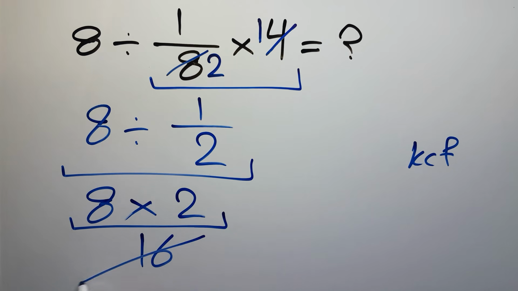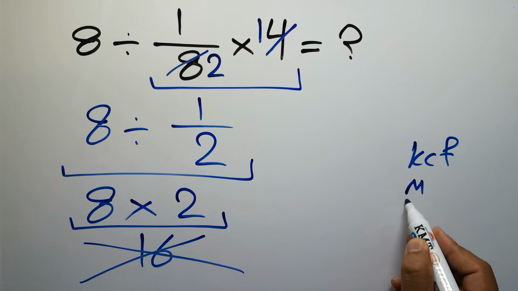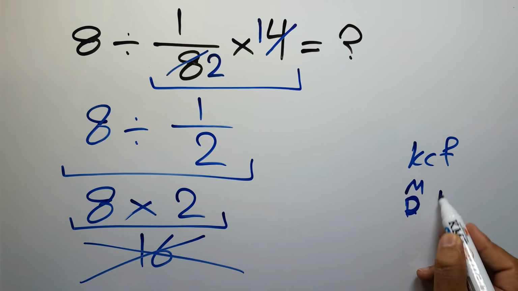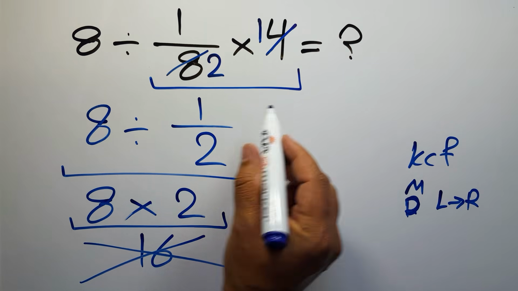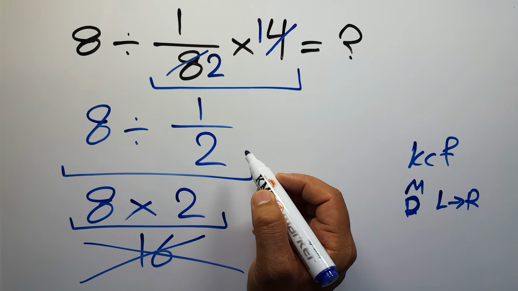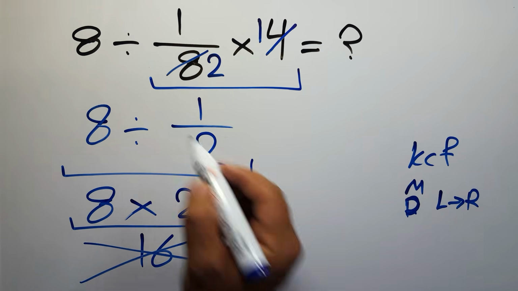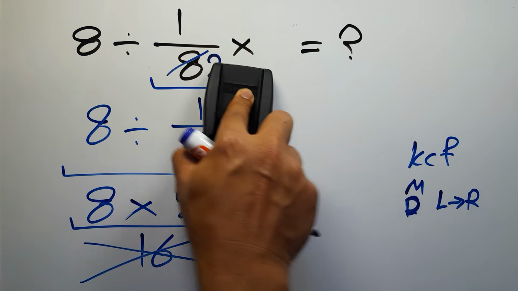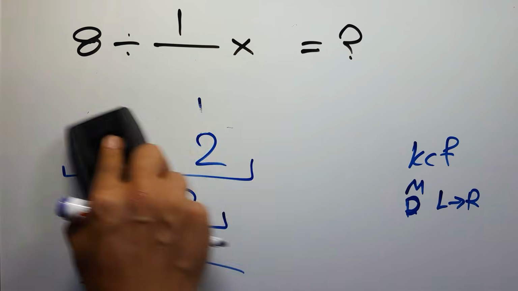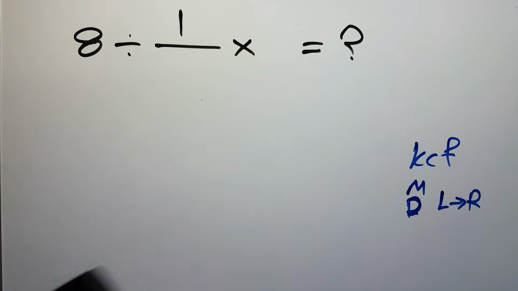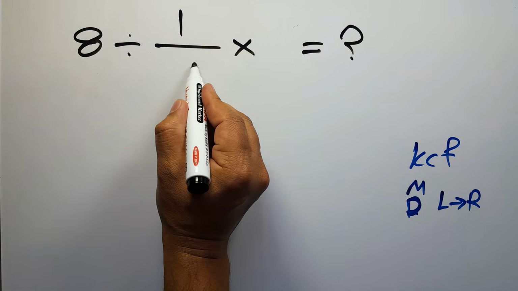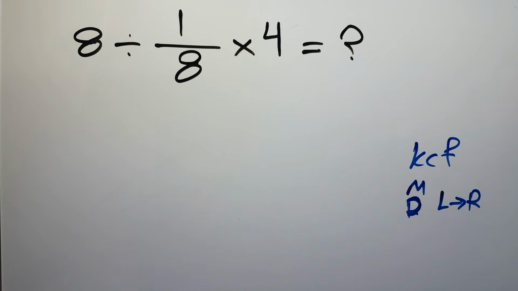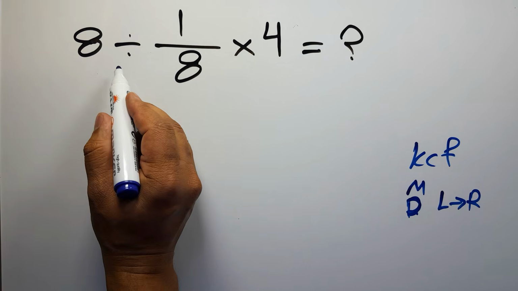But this answer is not correct, because according to the rule of operations, multiplication and division have equal priority, and we have to work from left to right. So here, first we have to do this division, then this multiplication. If we do this multiplication before this division, it is wrong. So first we have to do this division.